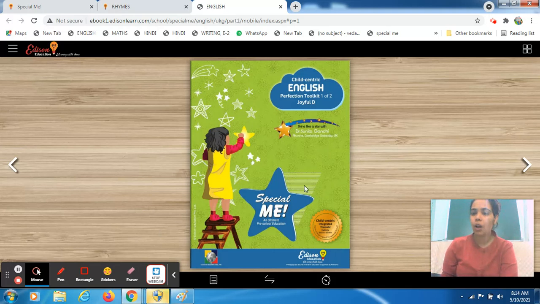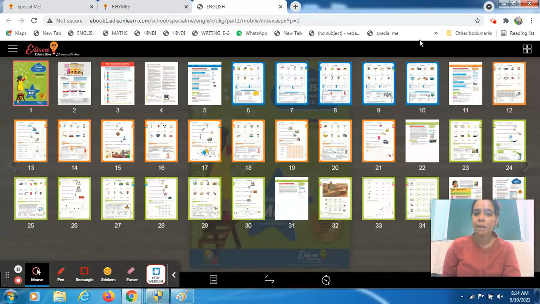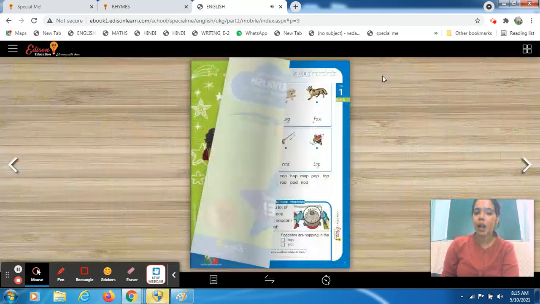So let's open your book. I hope you have brought out your book. Let's open it. Tell me, what did we do in our previous session? Hum apne previous session mein kya kar rahe the? Who will tell me? Ma'am, we were doing O sound words. Yes, we were doing O sound words. That means aap practice karte ho. That's why you know what we did in our previous session. Very good.